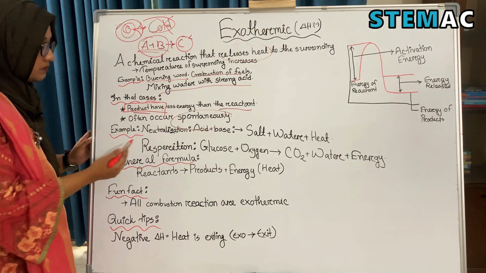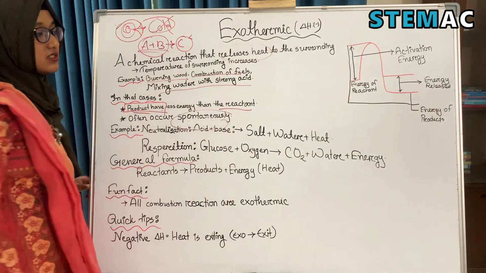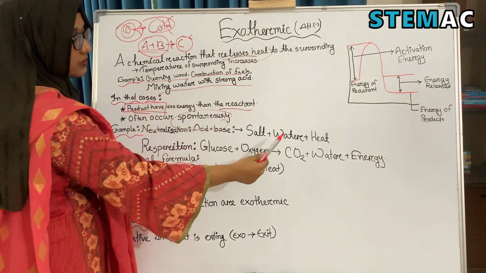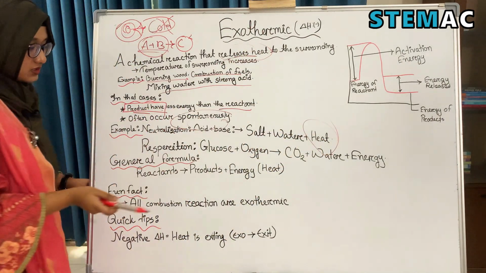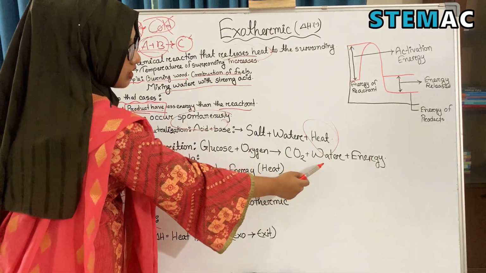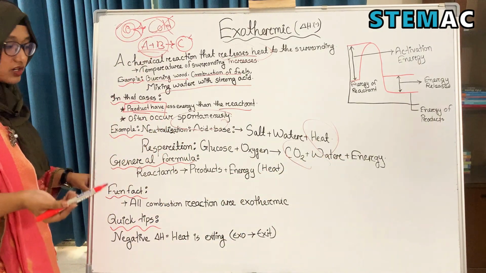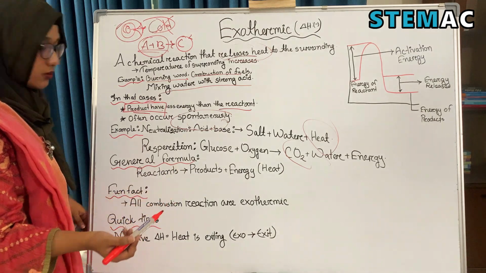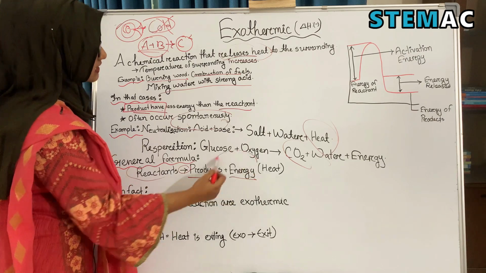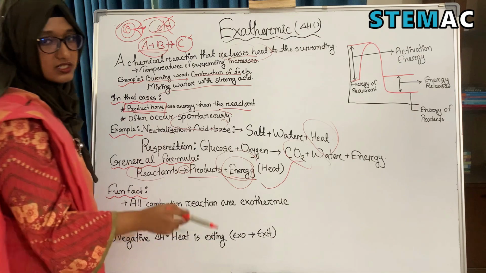Another example is neutralizing acid and base to produce salt and water, and as usual the heat is released in an exothermic reaction. In the case of respiration, glucose plus oxygen gives carbon dioxide and water, and energy is again released, as this is an exothermic reaction. So the general formula is reactants go to products plus energy. As the energy is released, it goes into the surrounding environment.